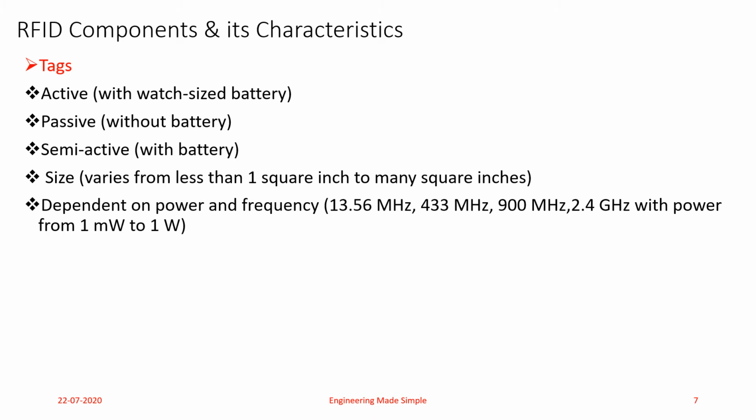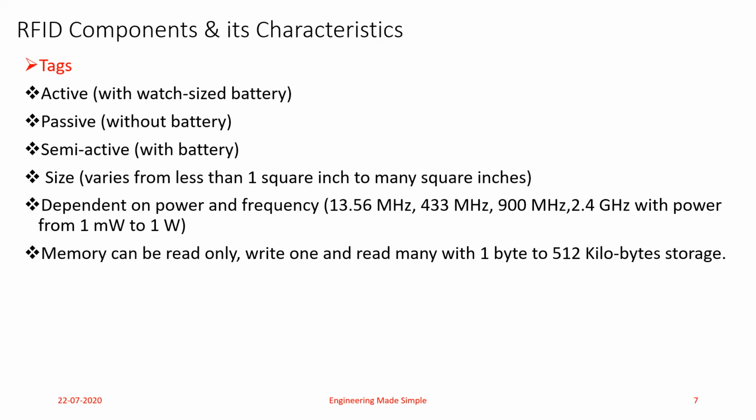Now tags are dependent on power and frequency. So examples of the power and frequency requirements are given in the bracket: 13.56 megahertz, which is a high frequency, 433 megahertz, 900 megahertz, 2.4 gigahertz, with power requirement from 1 milliwatt to 1 watt. So from these characteristics of RFID tags, we come to know that tags can be of two types, namely active and passive, and sometimes semi-active also is used. And we also come to know that tags are dependent on power and frequency.